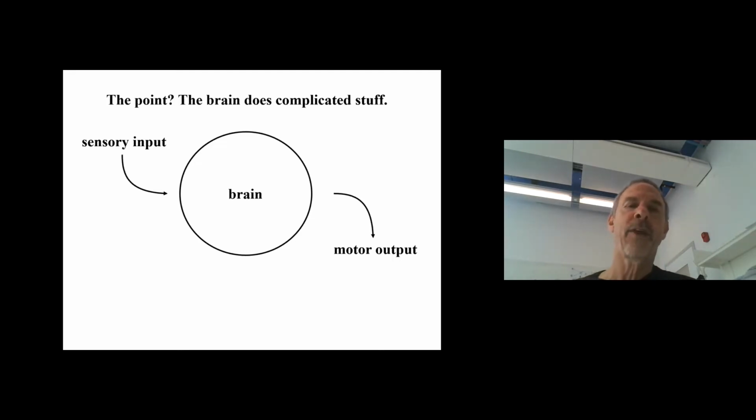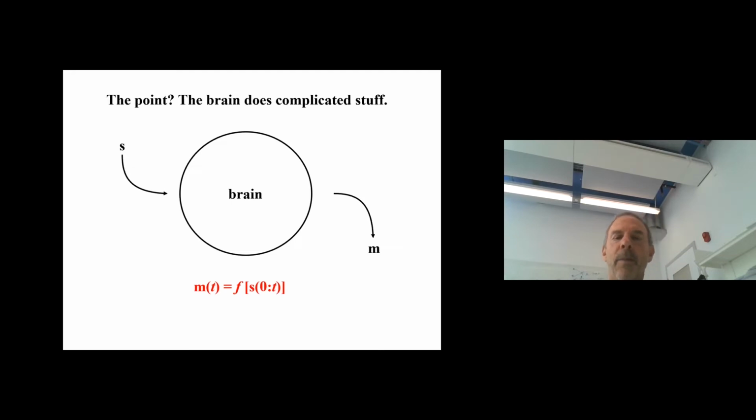But if we think about it like this, the brain gets sensory input and produces motor output. We'll call it S&M. And the motor output at a particular time is a function of not just the current sensory input, but sensory input in the past as well. And that's really what makes it hard to understand how the brain works. Everything the brain does in short time scale, we can kind of mimic. It's this long time scale that really makes it hard. And this function, which is a mapping from sensory input to output, is really complicated.